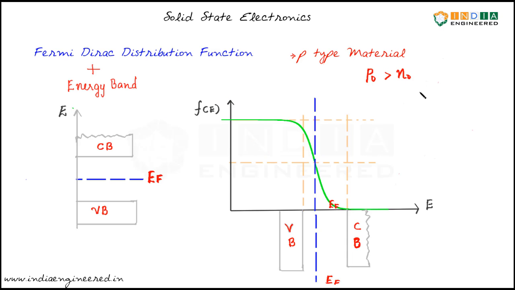So we have seen that in the case of intrinsic material, the Fermi level was around the middle, and in the case of n-type, it was closer to the conduction band, and in the case of p-type material, it was closer to the valence band. So Fermi level is a natural reference point in our further discussion. We will see how Fermi level becomes useful in calculating the carrier concentration in a material.